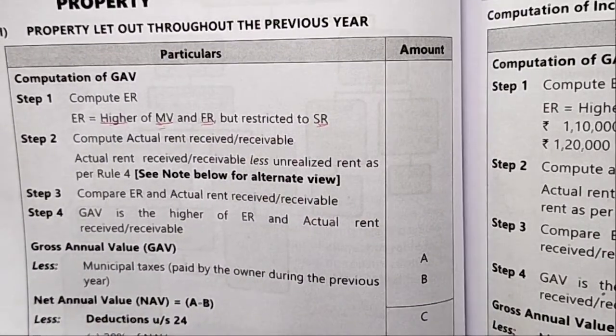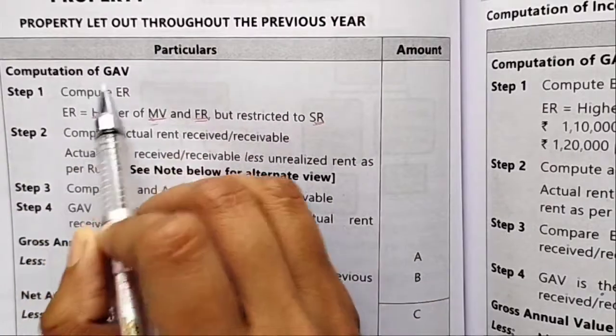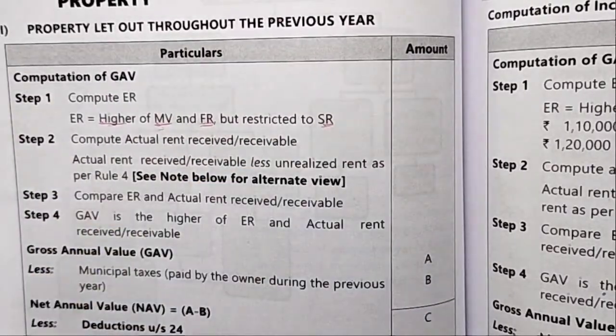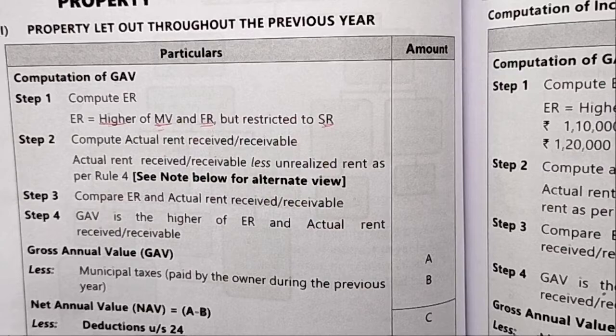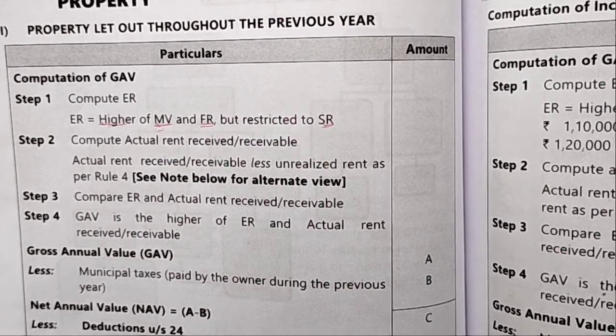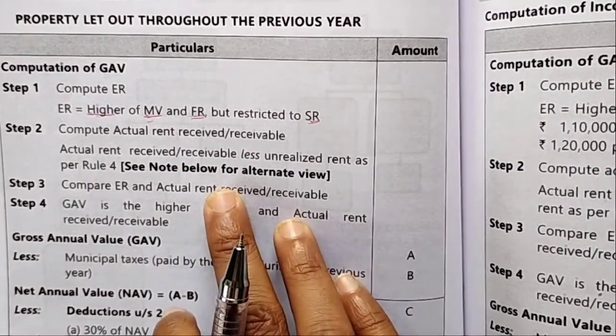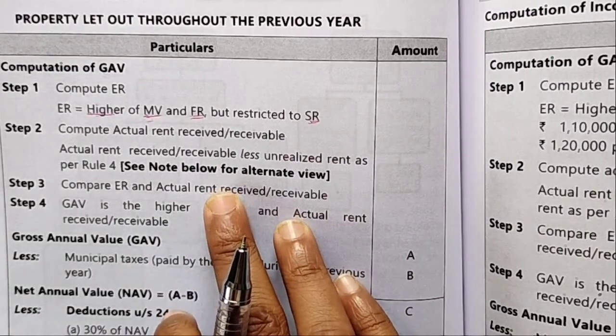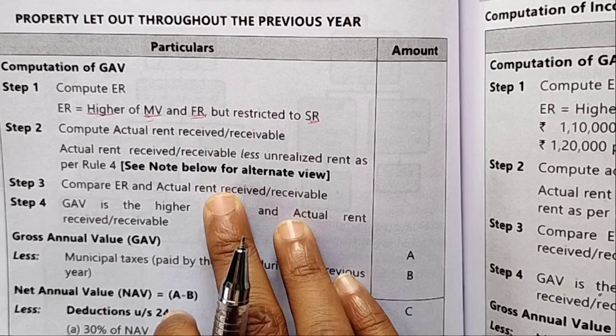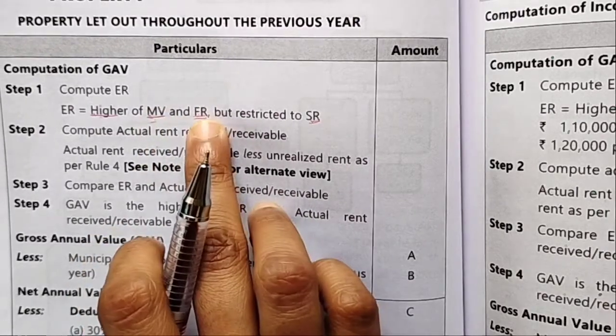Generally the income from house property is computed by calculating GAV. Then from GAV we have to deduct the municipal tax paid. Then we get the net annual value. From net annual value, there are some deductions. After deducting that, we get the income from house property. So, first we have to compute the GAV or the gross annual value.